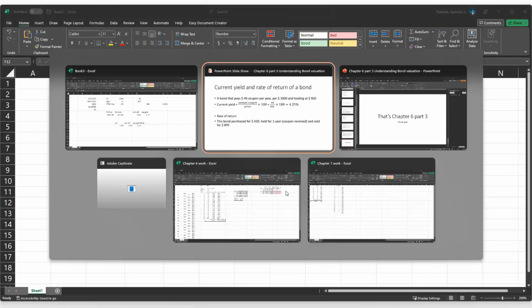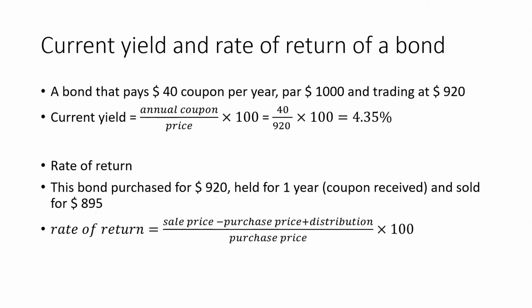So that is called the rate of return. So let's just look at the formula. It's the sale price minus purchase price plus any coupon or dividend, etc., in case of stocks, distribution, that is, divided by purchase price times 100. So it's 1.63% for this case.